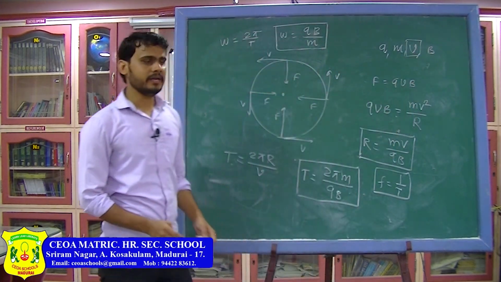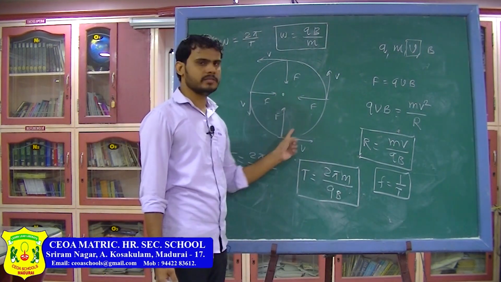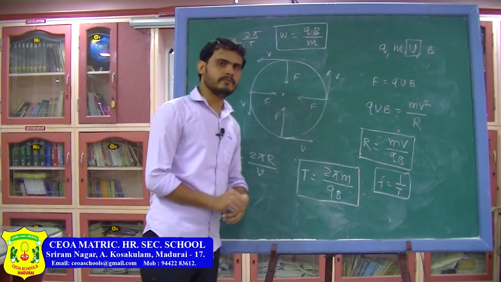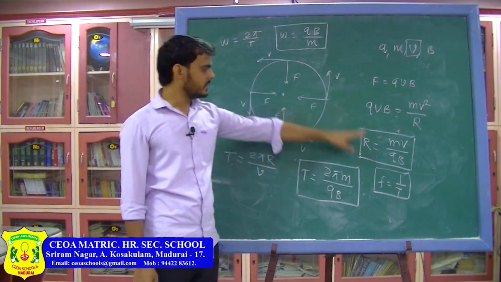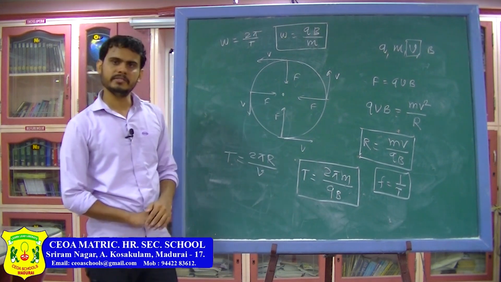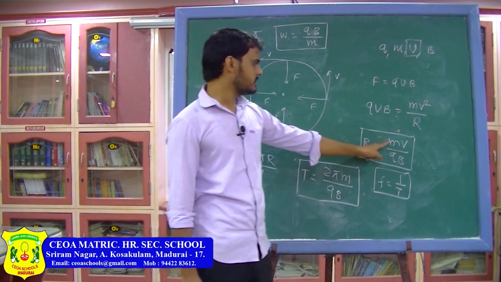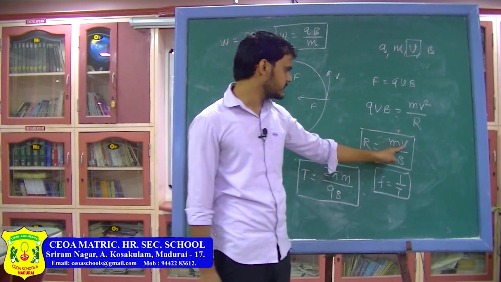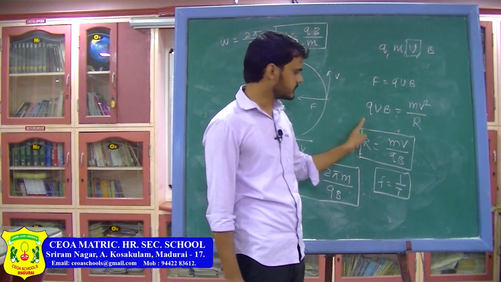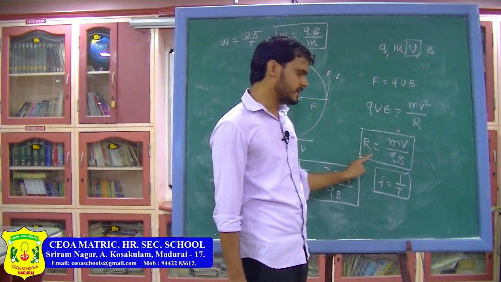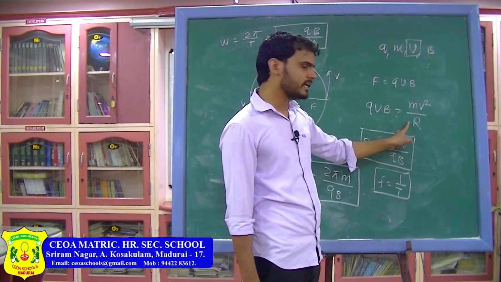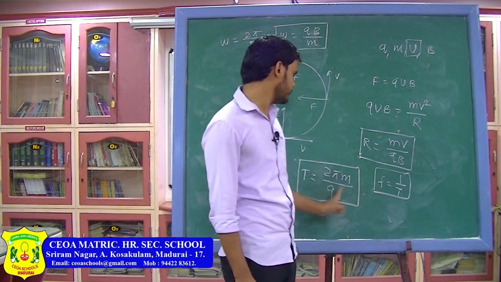You have to remember this fact: when the particle is doing uniform circular motion under magnetic force, time period, omega and frequency do not depend on the velocity of the particle, while the radius depends on the velocity. So if you increase the mass, radius will increase. If you increase the velocity, again radius is going to increase. With increase in the charge, radius will decrease, and with increase in the magnetic field, radius will again decrease. So these are the formulas which you have to memorize.